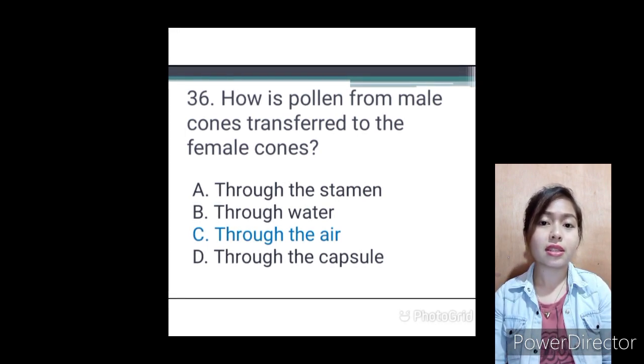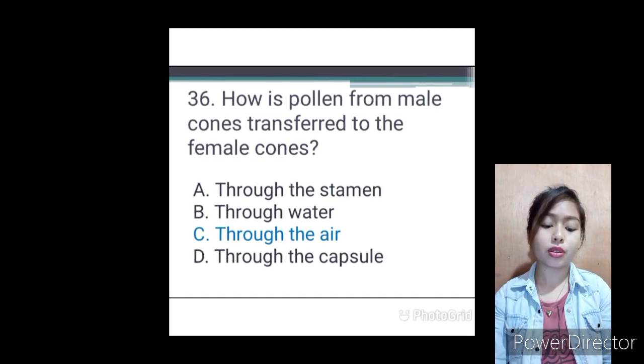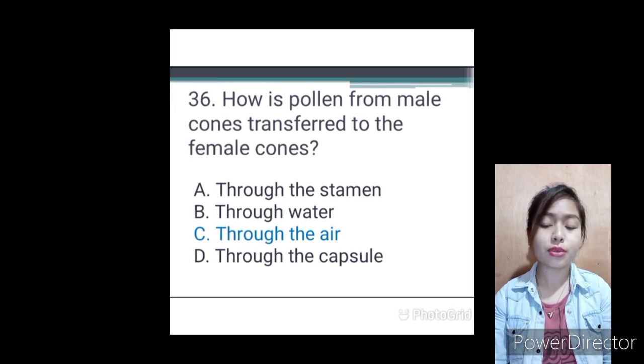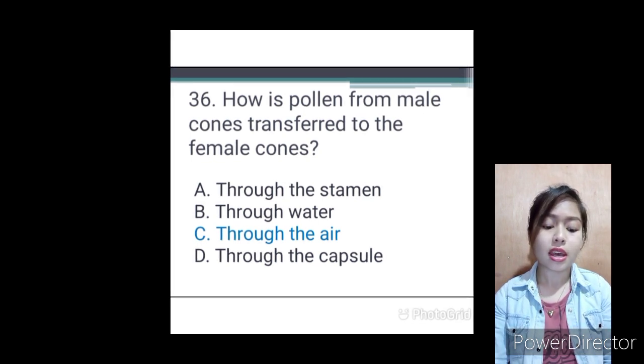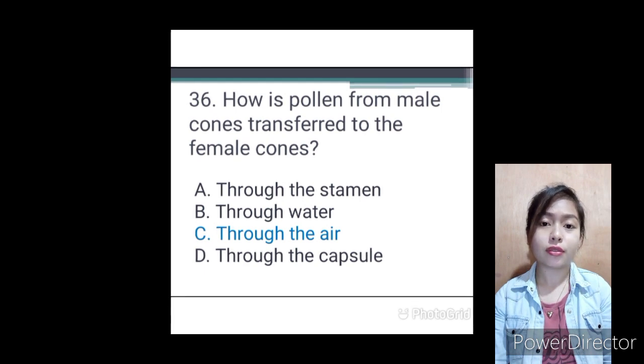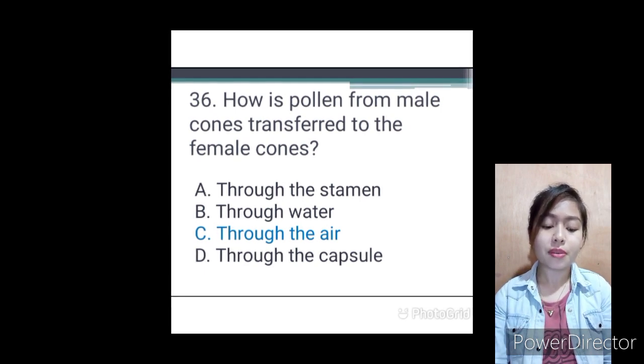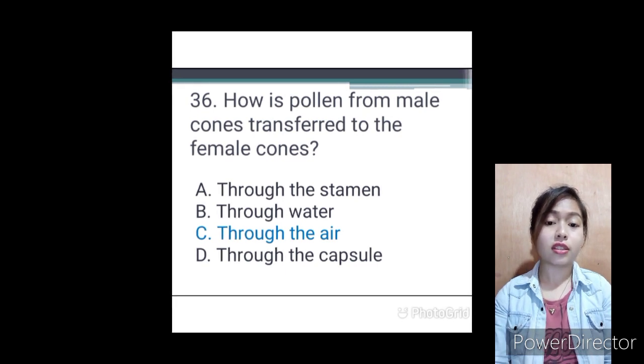My answer for this is letter C, which is through air, because upon the maturity of the male gametophyte, or pollen, it is released from the male cones and is carried by the wind to land on female cones. And the female cones sit lower than the male tree to take advantage of the downward fall of the pollen.